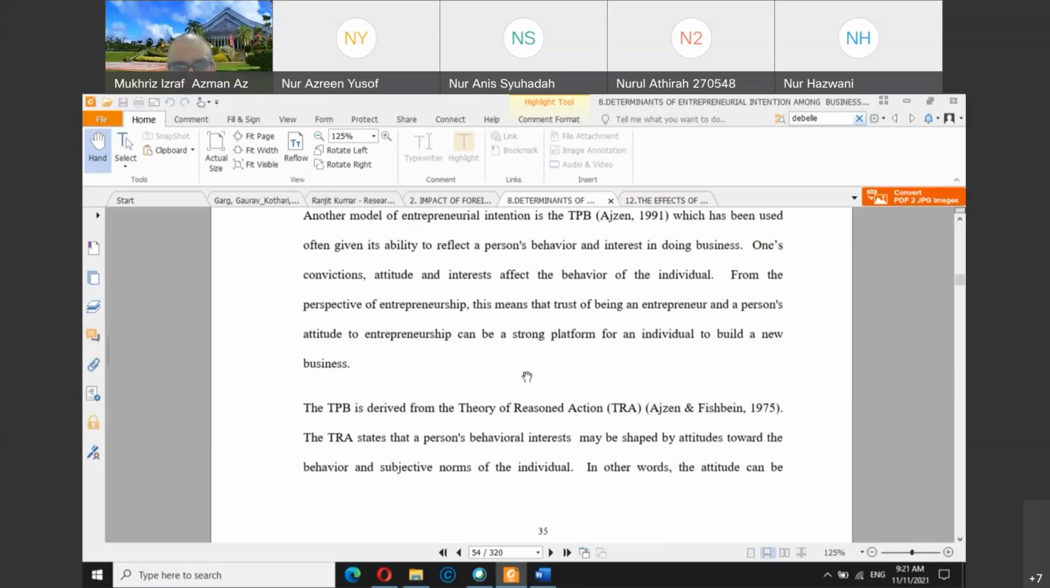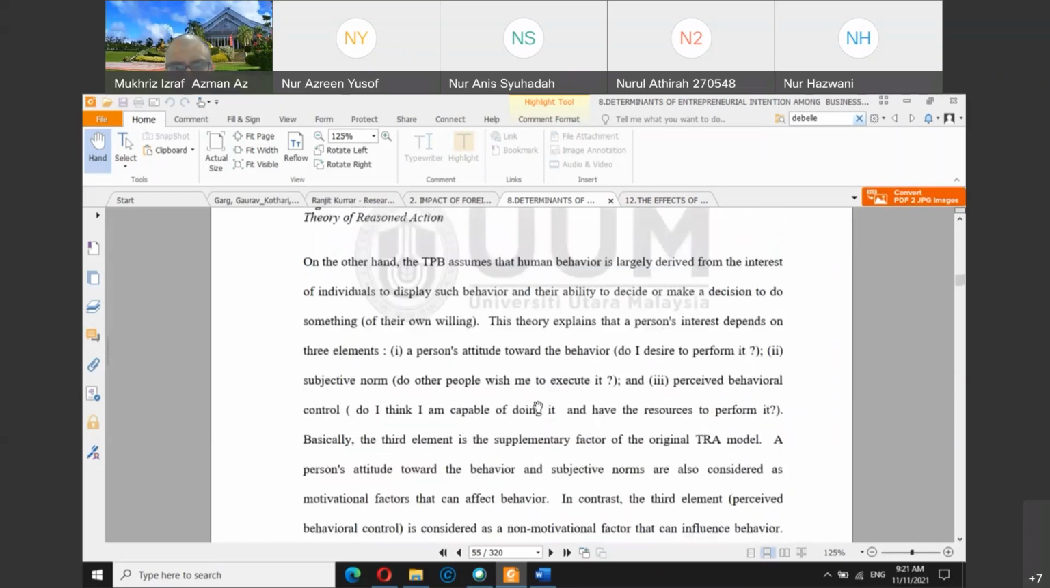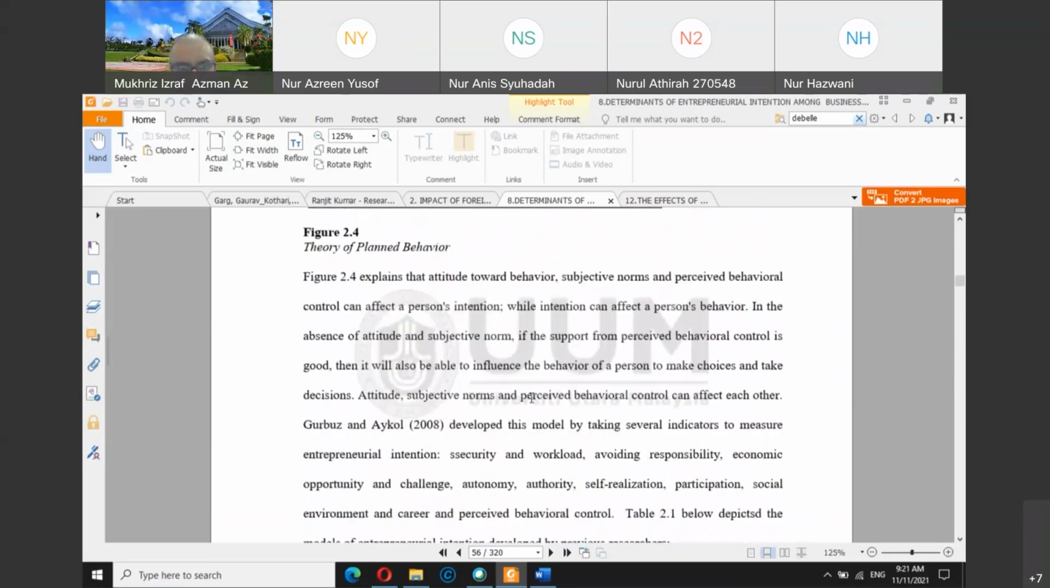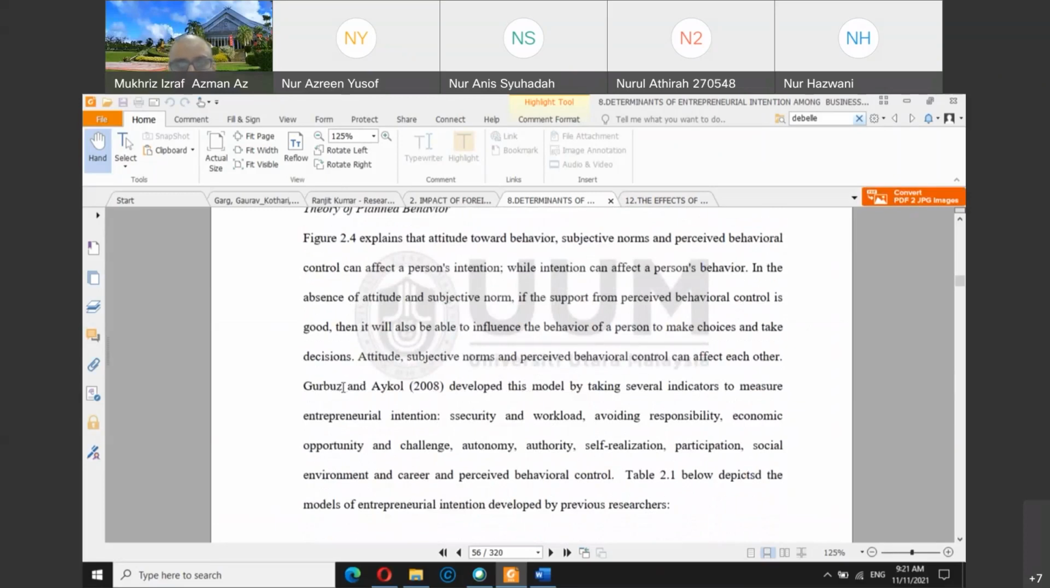Okay, so if you look at other examples, you will find something very similar. Okay, mana tadi? This one is similar to the earlier one. The name of the authors is outside, only the year is inside, meaning that this is inside the text. Guru Bose and Ecole 2008 developed this model, meaning that you are writing just like according to Guru Bose and Ecole, they developed this model, something like that. So again, if only the year is in bracket, you are citing this person inside the text.